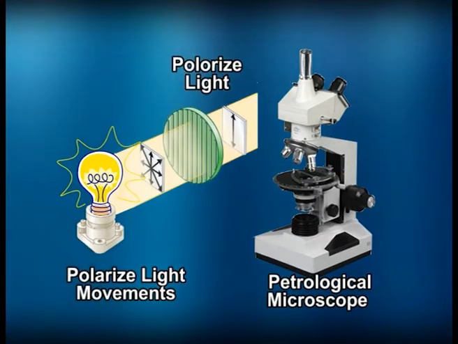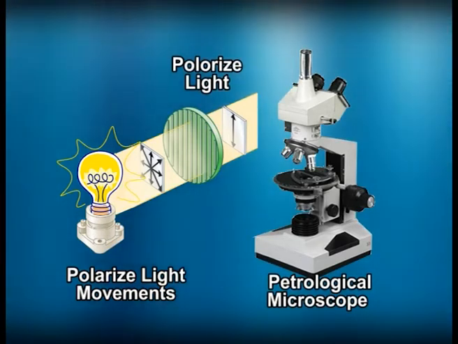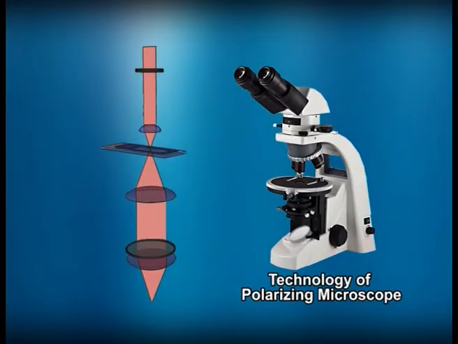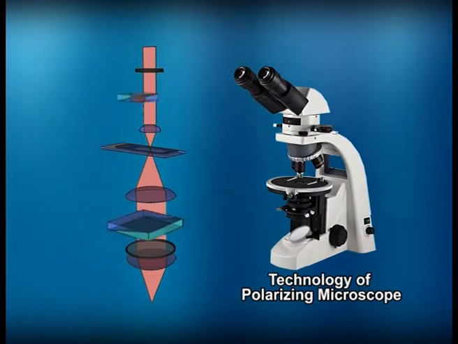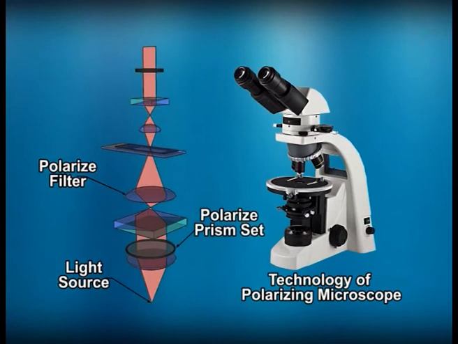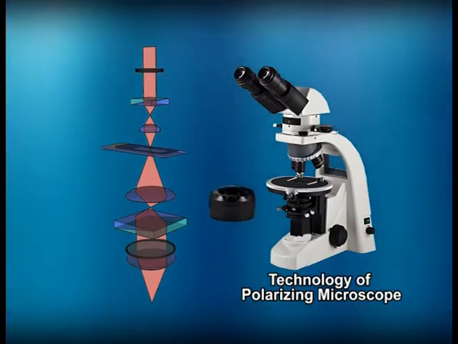Therefore, ordinary light has to be converted into polarized light before it can be used for the determination of optical properties. A fitting to a microscope that can convert ordinary light into polarized light is called the polarizing prism, and a petrological microscope is fitted with two such polarizing prisms and thus differs from an ordinary biological microscope, which does not have any such fittings. Therefore, a petrological microscope is often called a polarizing microscope.